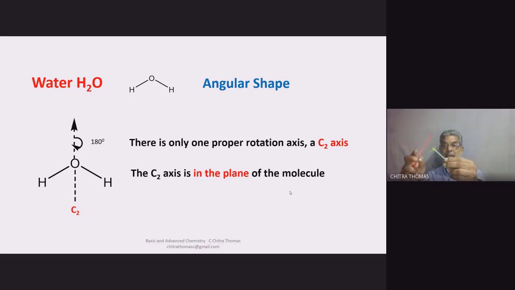See, this is the plane of the molecule. Now the C2 axis is this. This is in the plane of the molecule. This is perpendicular to the plane. So the C2 axis is in the plane of the molecule.